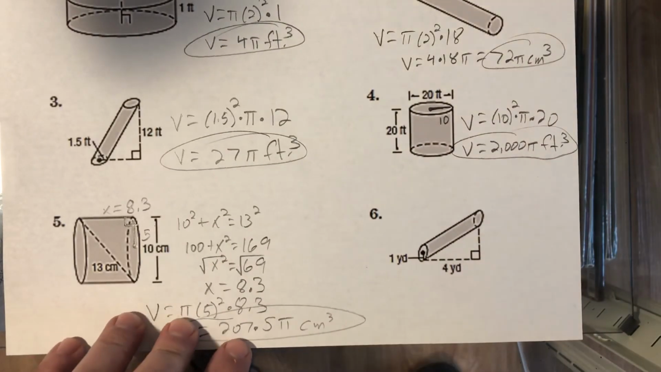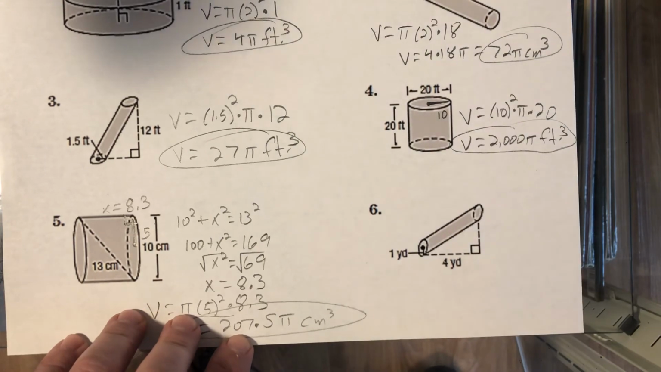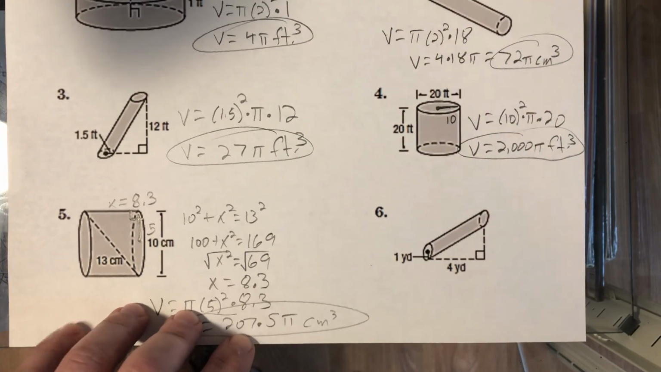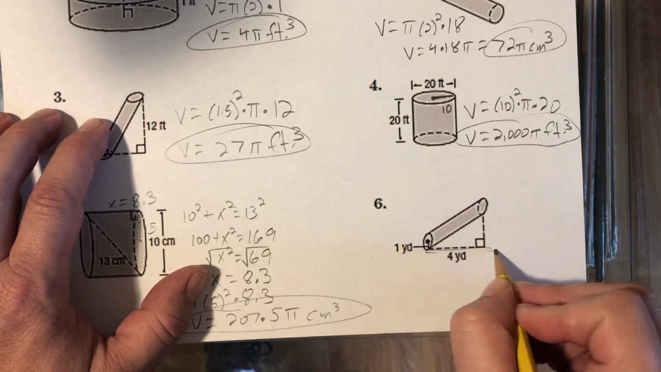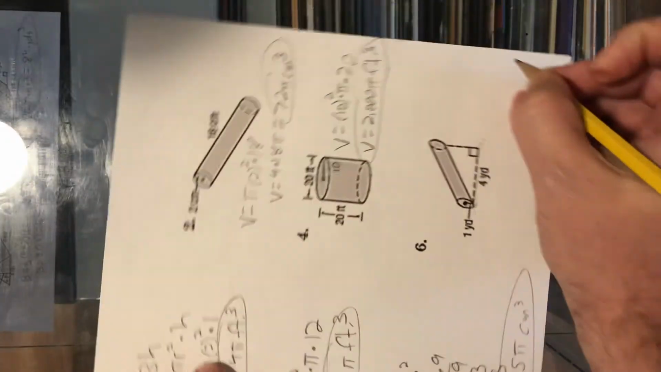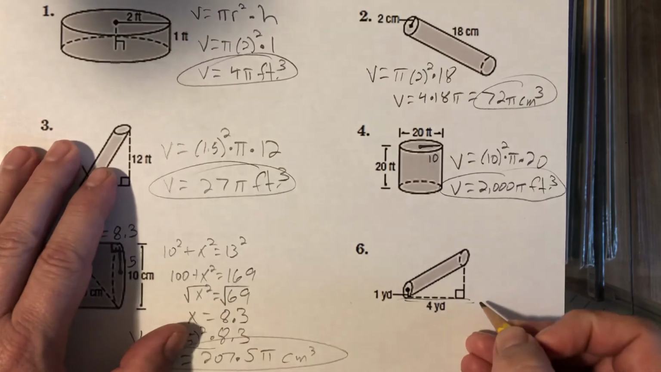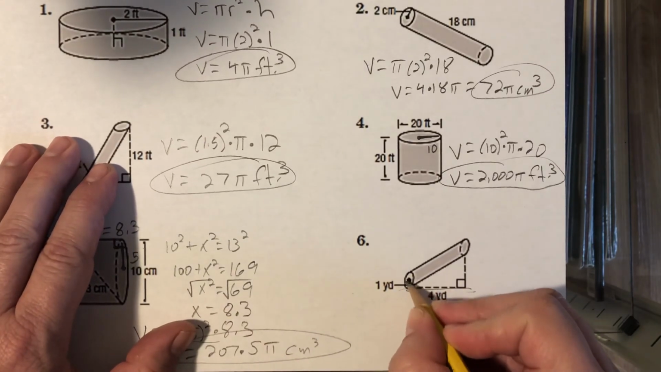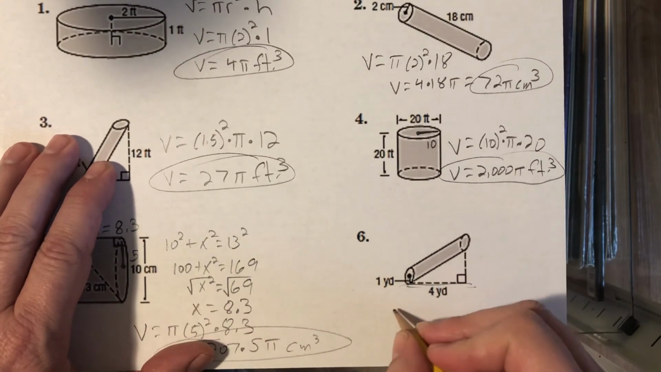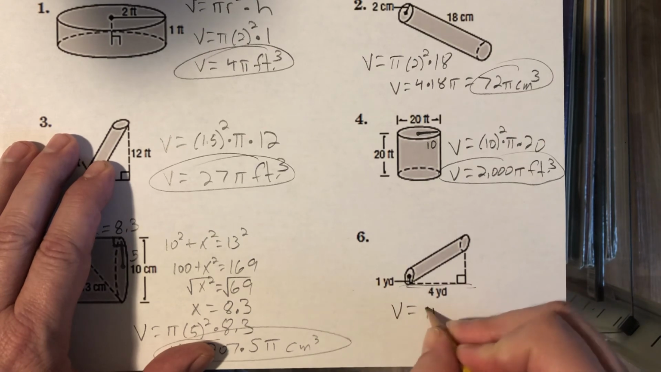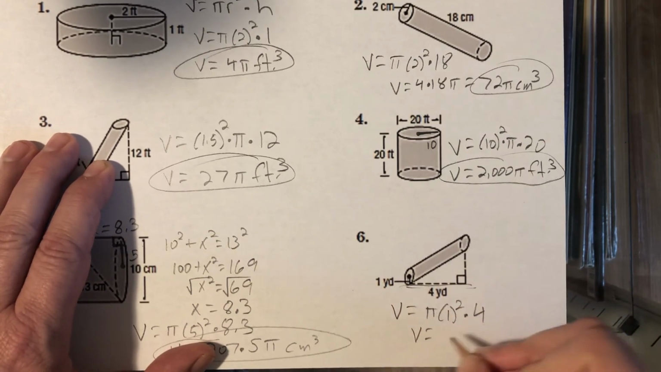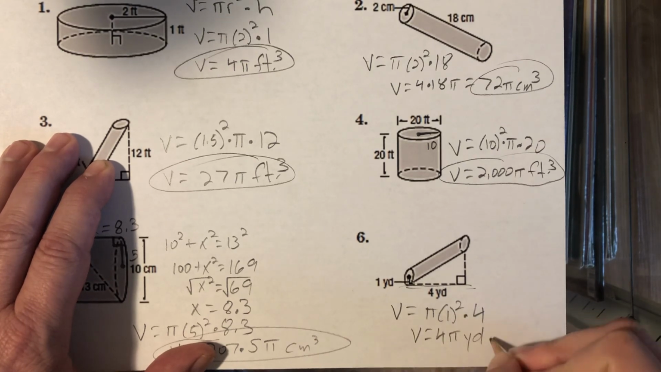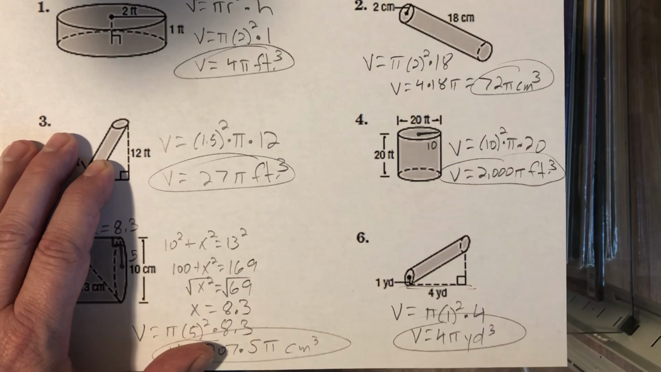And last but not least, here we've got an oblique cylinder again. Same rule applies. You can look at this as the height, the actual vertical height, tilted around that way. And then this is your radius. So the volume is equal to pi times 1 squared times 4. So the volume here, when you simplify all that out, is 4 pi cubic yards. There you go.